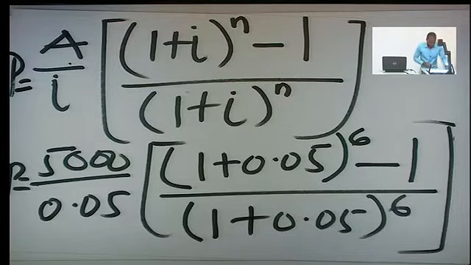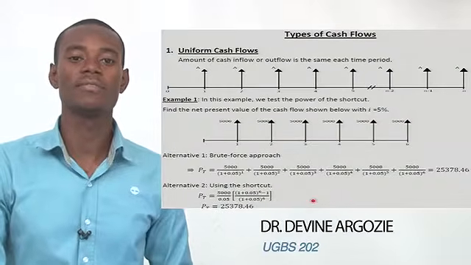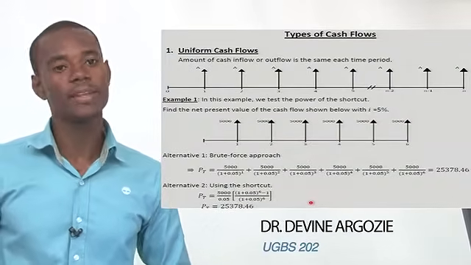Okay, so let's continue. From what I just did, this is how it continues. Because my 5,000 becomes the same amount coming in and out, my A is the 5,000 divided by the interest rate. Then I do that, and this is what I get, 25,378.46. And I think you should also try it at home and see it.